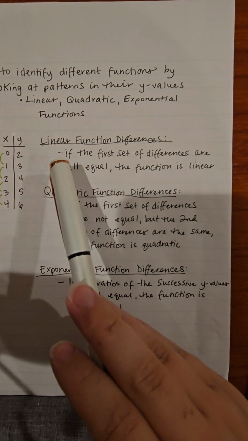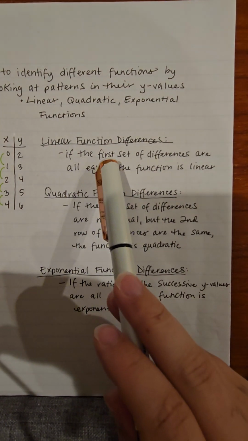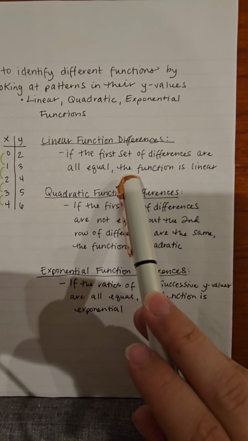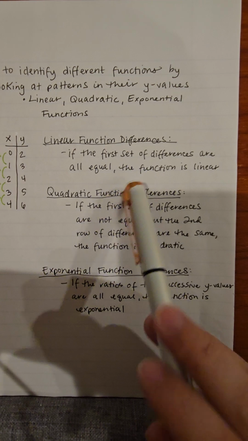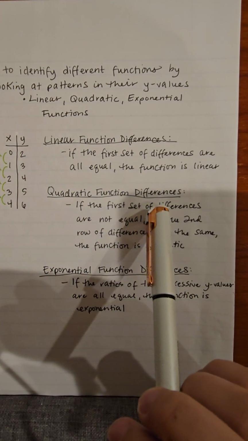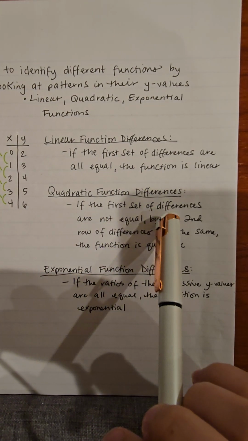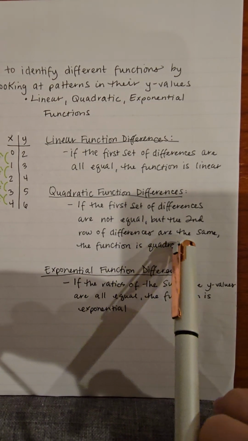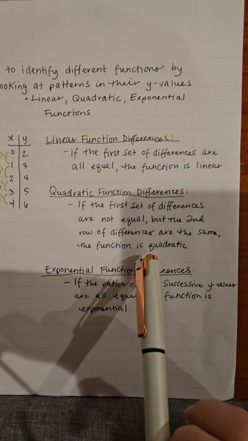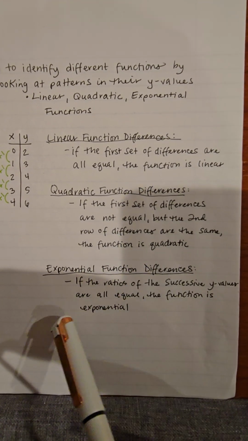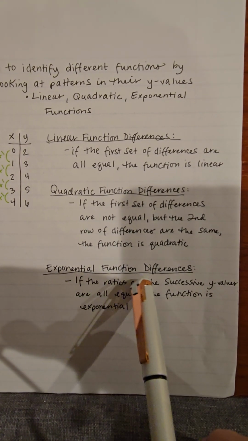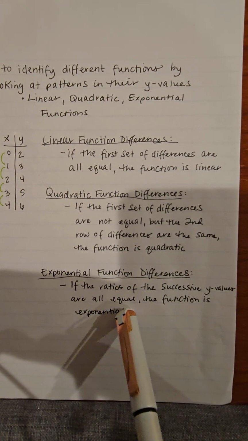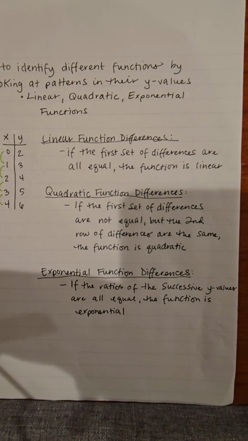So for a linear function, if the first set of differences are all equal, the function is linear. For a quadratic function, if the first set of differences are not equal, but the second row of differences in the y values are the same, then the function is quadratic. For an exponential function, if the ratios of the successive y values are all equal, the function is exponential.